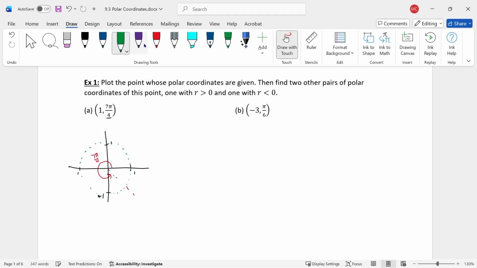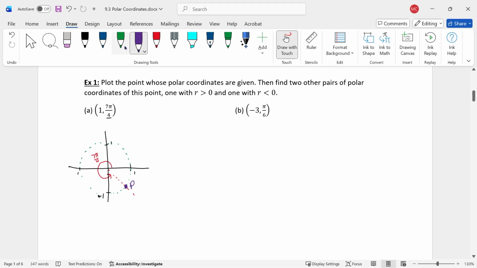So if I want the point (1, 7 pi over 4), I'm looking at this intersection point where the circle of radius 1 intersects with the angle 7 pi over 4. So this here is my point. Okay, so now I'd like to find two other representations for that point.